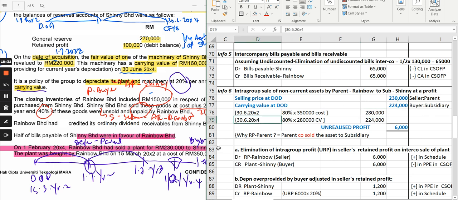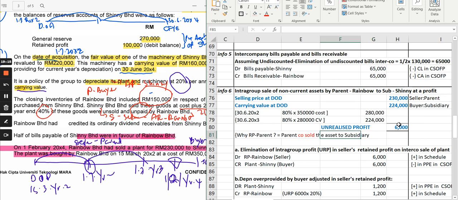The following year, which is on 30th of June, year 3. This is the first year. So this one should be 30th of June, year 3. It would be 80% times the 280,000. 280,000 refers to the carrying value. So you take 80% because you are trying to reduce it further by 20%. So 224. So this 224 is your carrying value on the date of disposal, right? On the date of disposal, and that will give you 224.